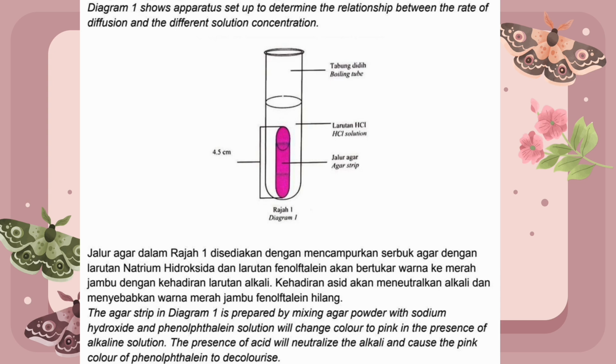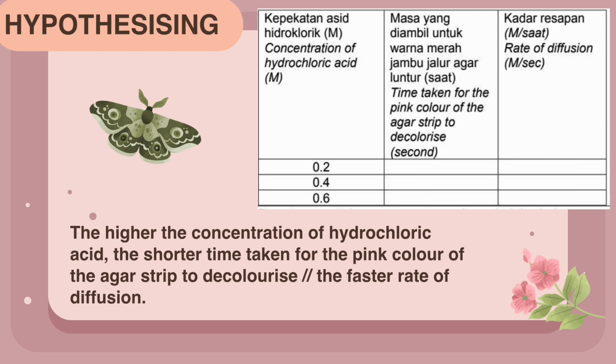Again, we are using the same example. So we are going to make hypothesis about that experiment. So how are you going to make the hypothesis? The higher the concentration of hydrochloric acid, the shorter the time taken for pink color of the agar strip to decolorize, or the faster the rate of diffusion.